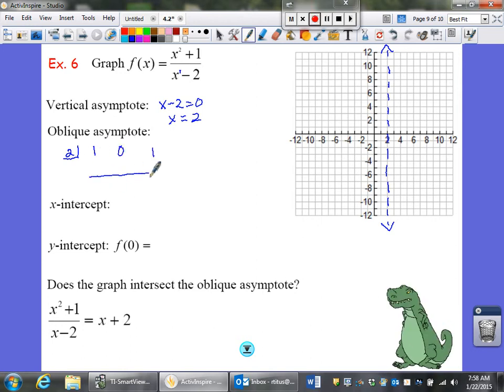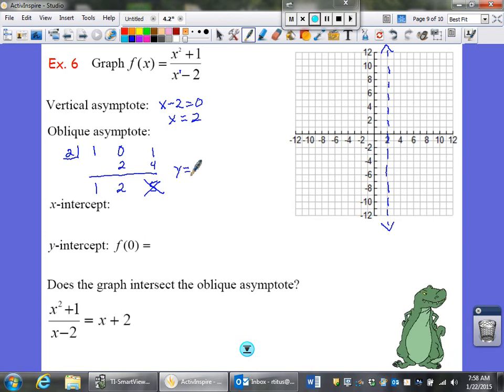And we'll draw a line, do a little synthetic division here, bring down the 1. 2 times 1 is 2, 0 plus 2 is 2, 2 times 2 is 4, 1 plus 4 is 5. According to the rules, you ignore the remainder. No matter what it is, you ignore it. And you just take and you set the quotient, which is x plus 2, equal to y.